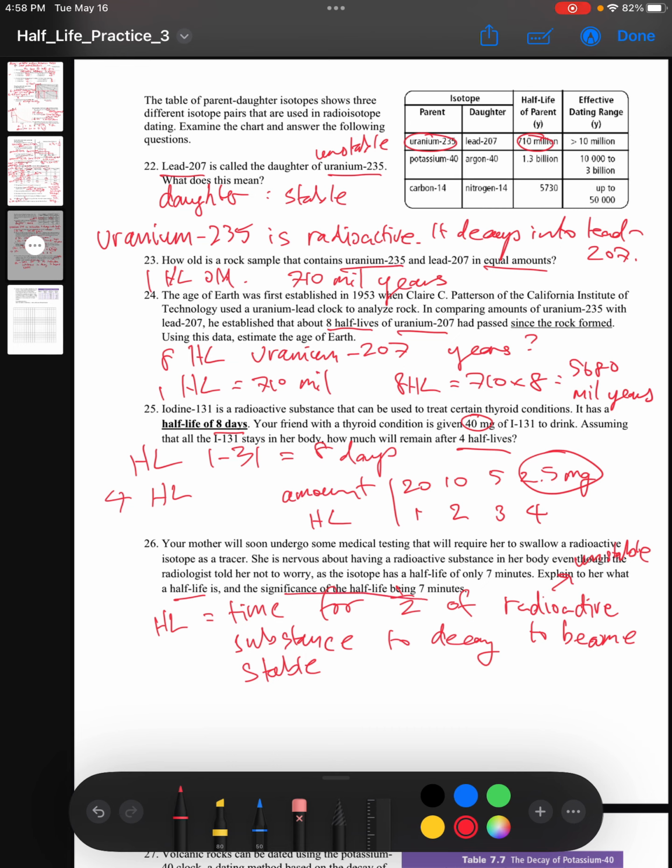The half-life being 7 minutes, that means it takes 7 minutes for the isotope to decay to 1/2 its original amount.